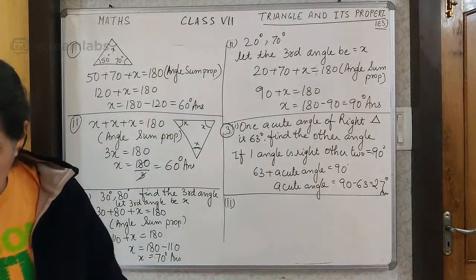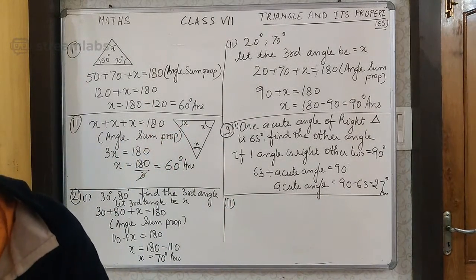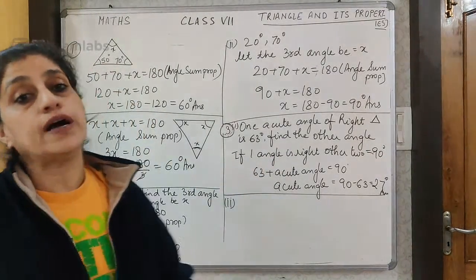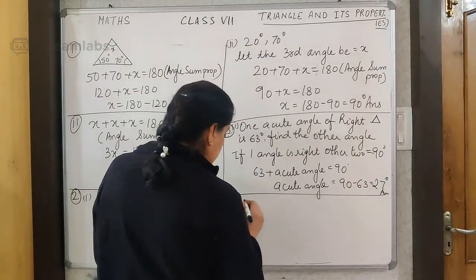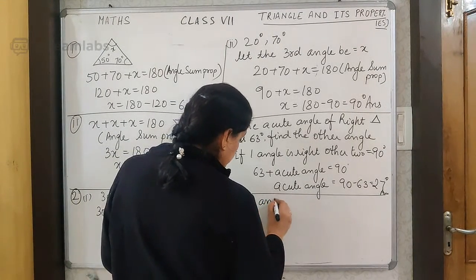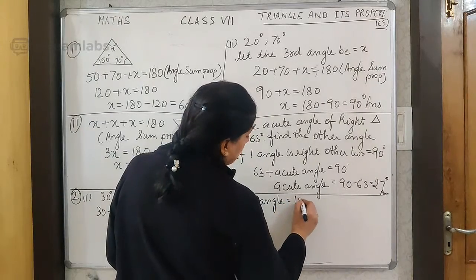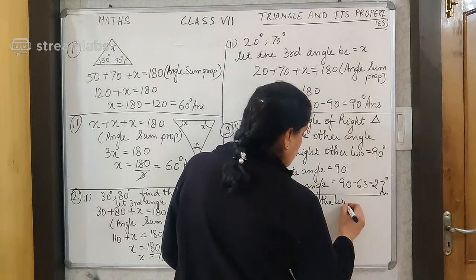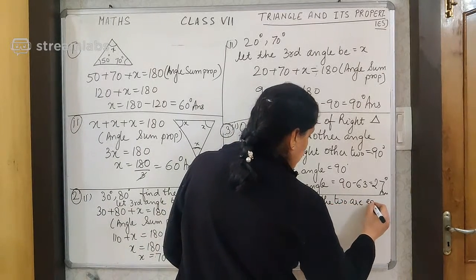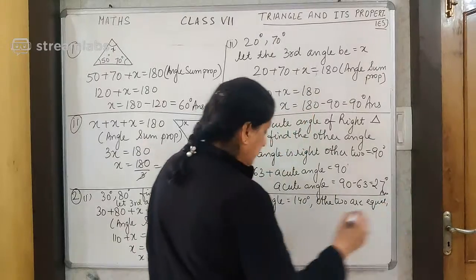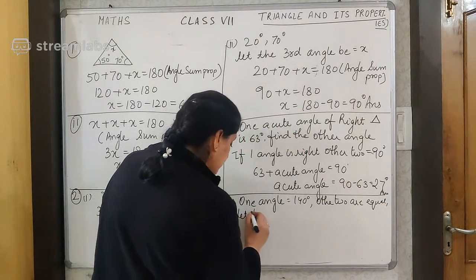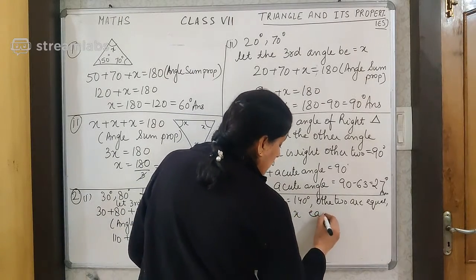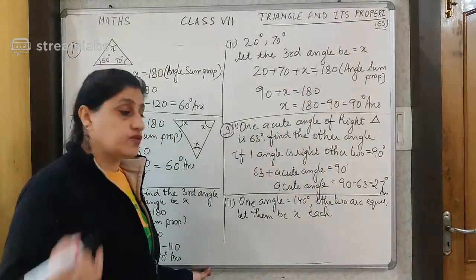Let's take one more of this type. One angle is 140 degrees and the other two angles are equal. It is given one angle is equal to 140 degrees and the other two are equal. Let them be x each. There are two angles which are equal, both will be x.